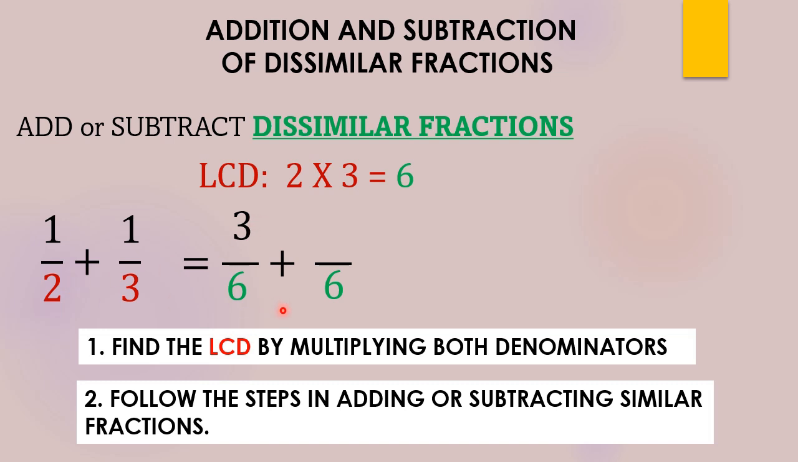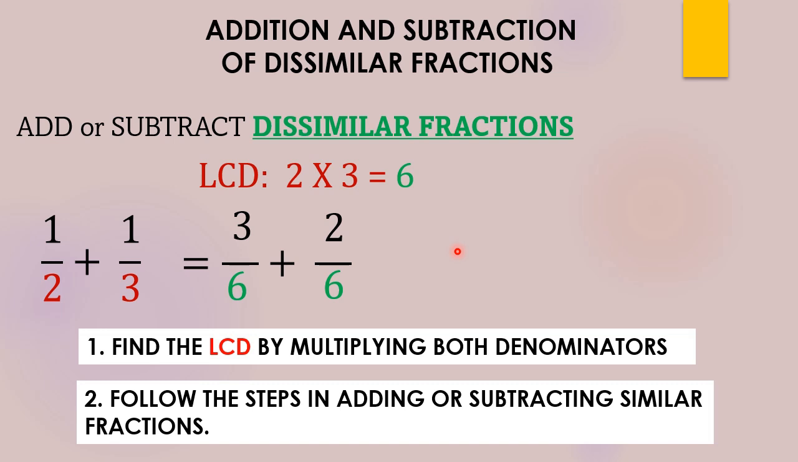And then the next fraction, we will change 1/3 to a fraction whose denominator is 6. So to get the fraction of 1/3 whose denominator is 6, 6 divided by 3 will give us 2, and then multiply it to 1, that will give us 2. So we have 2/6. If we reduce this to lowest term, it will give us 1/3. So 2/6 is the same as 1/3. So we just simply change the two fractions into similar fractions.